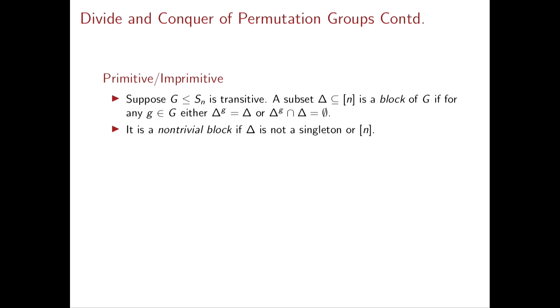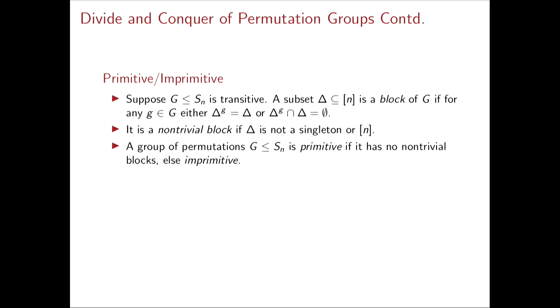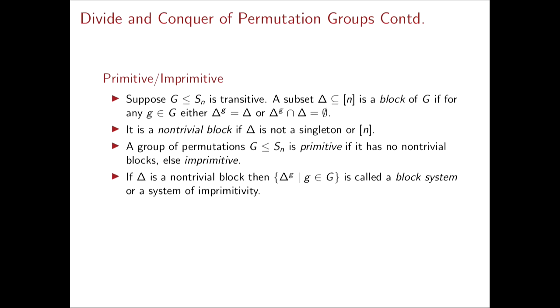A block is non-trivial if it is not one of the trivial blocks: the singletons are trivial blocks and the whole of n is also a block, and you are interested in non-trivial blocks if you want to divide and conquer. A primitive permutation group is one which does not have non-trivial blocks. Otherwise, it's called imprimitive. And if you have a non-trivial block, you have a block system. Namely, you move the block around and you get a collection of blocks. That's called a system of imprimitivity.